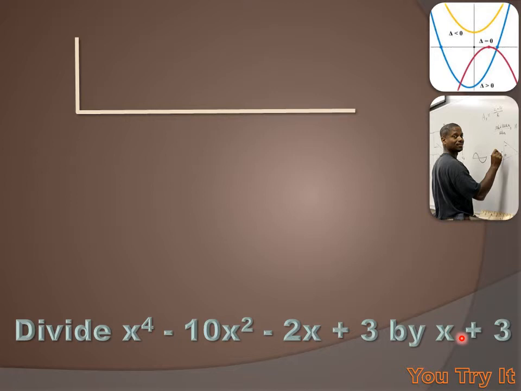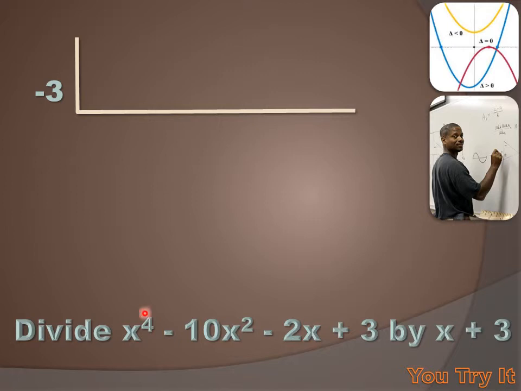Our divisor is x plus 3. But I've got to change the sign of that plus 3, and I'll put minus 3 outside of the synthetic division symbol. Now I'm going to put the coefficients of the dividend inside the synthetic division symbol. And let's look at those coefficients.